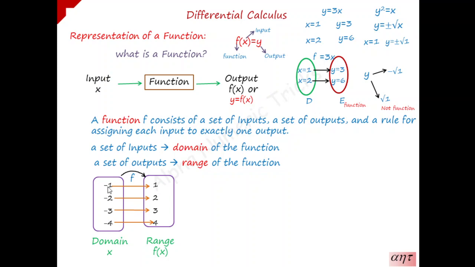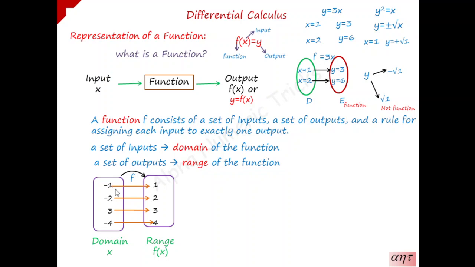In this set we have the elements -1, -2, -3, -4. According to the rule, these are mapped into 1, 2, 3, 4. That is, -1 is mapped into 1, -2 is mapped into 2, -3 is mapped into 3, -4 is mapped into 4. Did you guess which rule is applied here? Yes, f is equal to modulus of x.